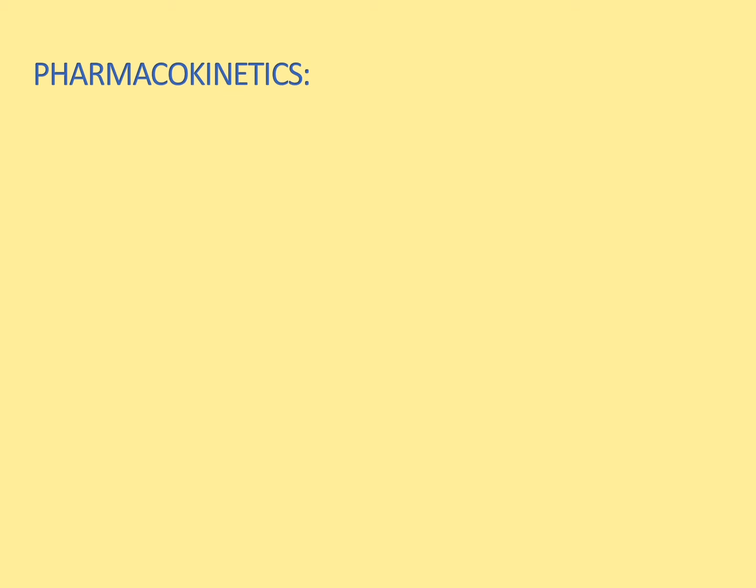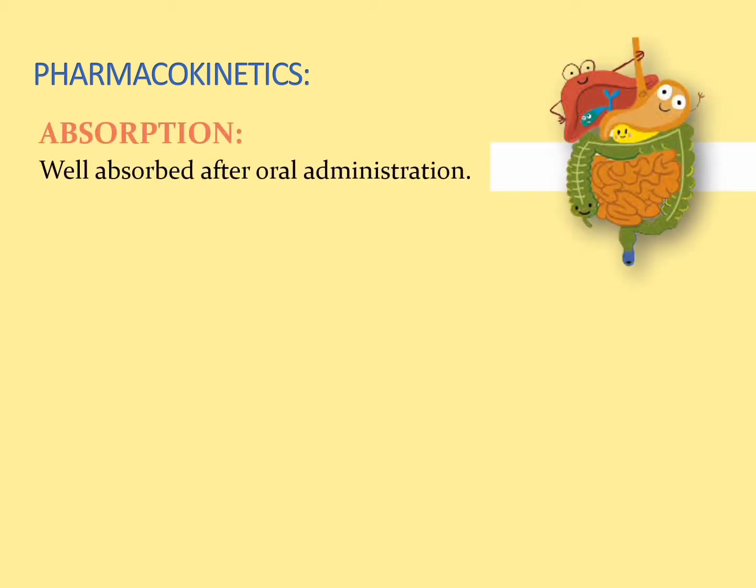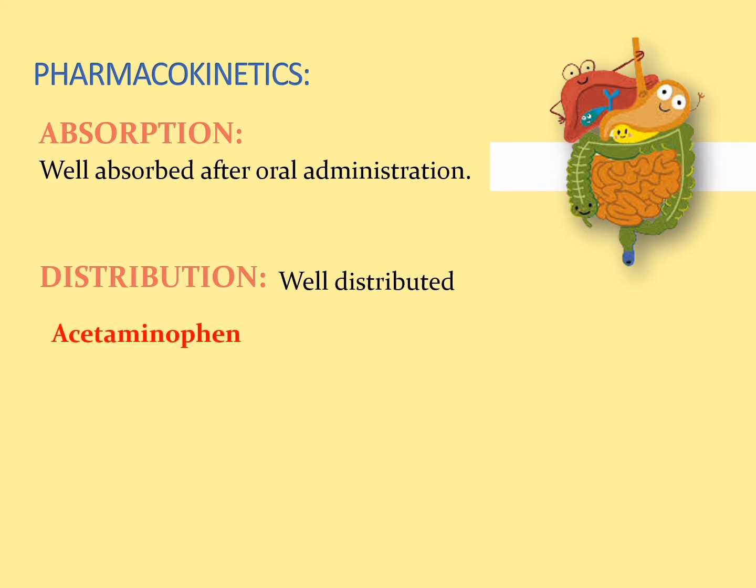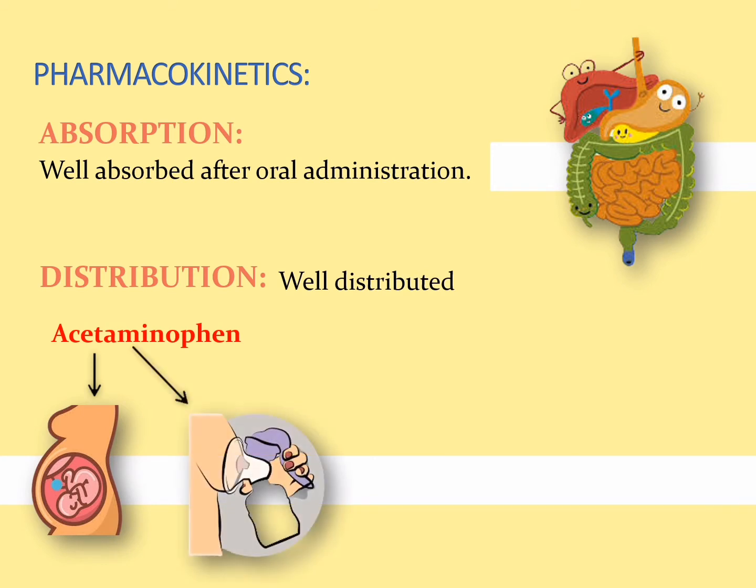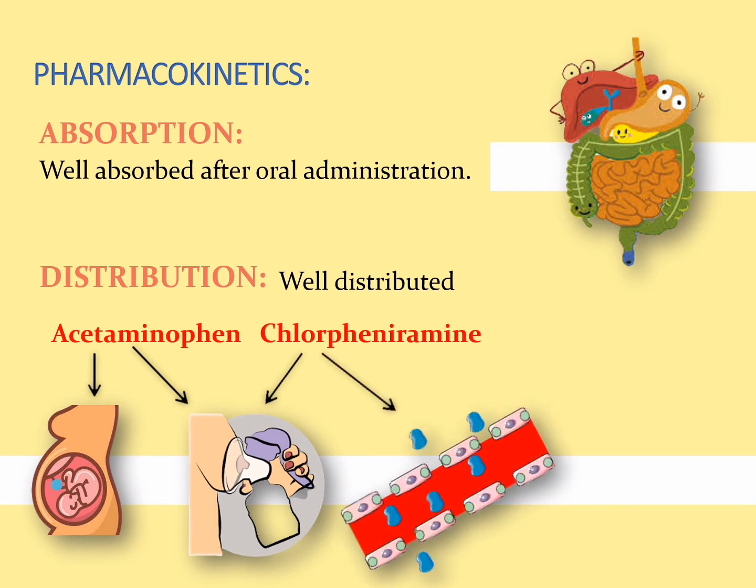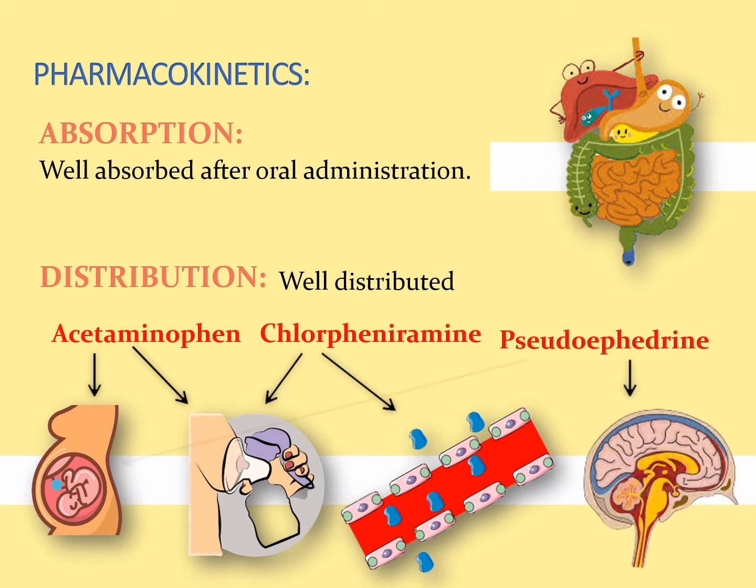Now let us talk about my pharmacokinetics. I am widely absorbed after oral administration in the gastrointestinal tract. I am also well distributed. My acetaminophen component is widely distributed as it crosses the placenta and enters the breast milk in low concentrations. While my chlorpheniramine component is also widely distributed with minimal amount excreted in the breast milk, it can also cross the blood-brain barrier. While my pseudoephedrine component appears to enter the CSF and probably crosses the placenta and enters breast milk.